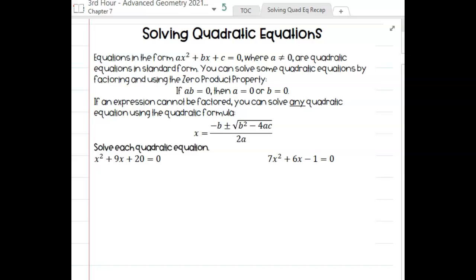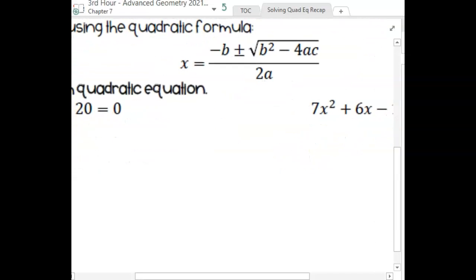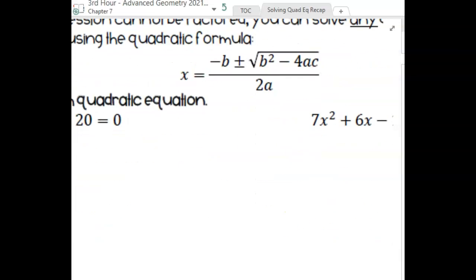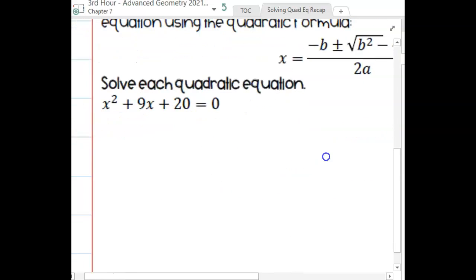As a reminder, the quadratic formula says x equals the opposite of b plus or minus the square root of b squared minus 4ac, all over 2a. You take the a, b, and c from your equation, plug them in, simplify, and it just gives you your answer. So it takes a little bit more time than factoring, but it does work for any quadratic equation.